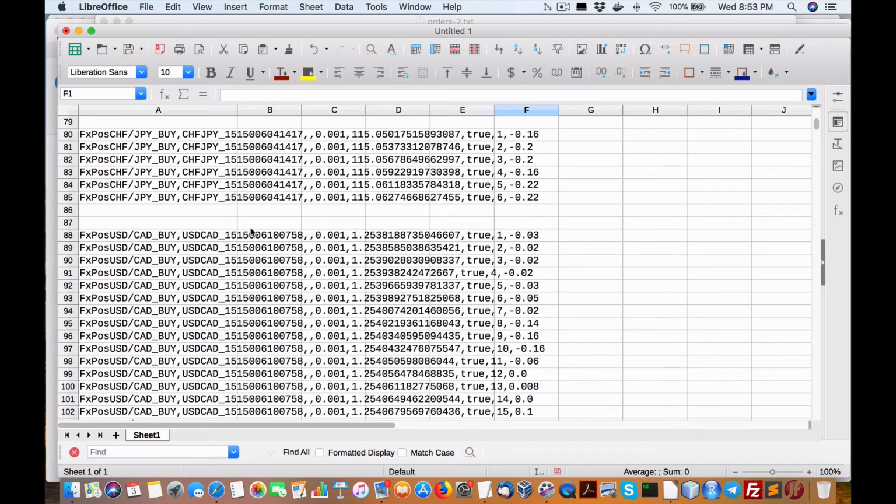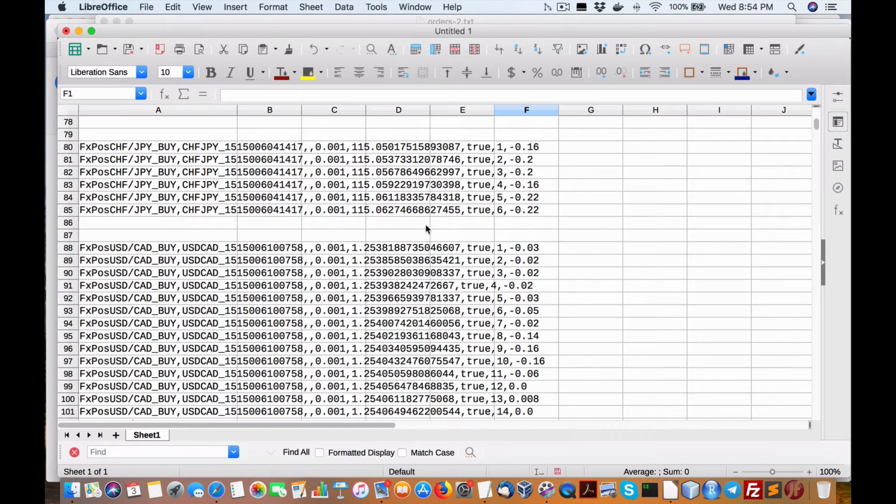Second position here is a very short one. There's only 6 bars, but it opened up negative. This is the Swiss franc, Japanese yen. Was a long as well, and was always negative with only 6 bars.